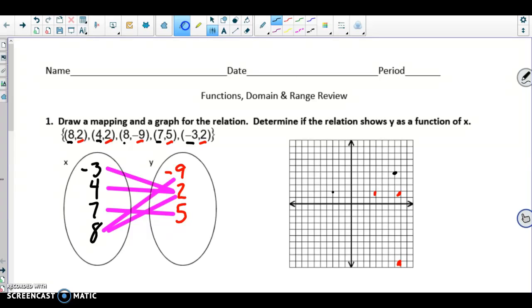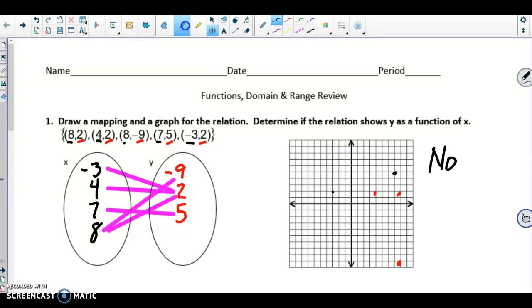Well, if we use our vertical line test, we could see that we would hit 2 points at once, the 8, 2 and the 8, -9. So as far as it being a relation or a function, no, it is not. If we look at our mapping, we can see that the number 8 has 2 arrows going from it to both 2 and -9, so therefore it is not a function.